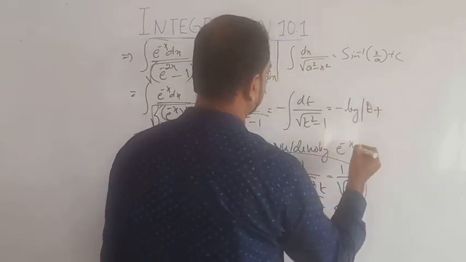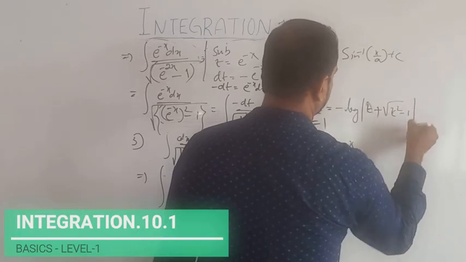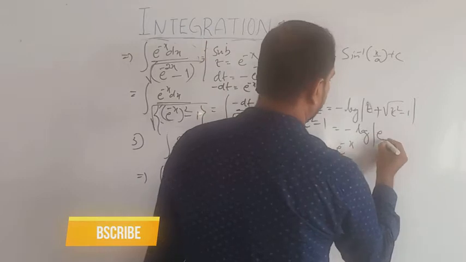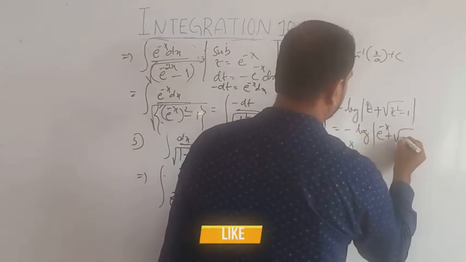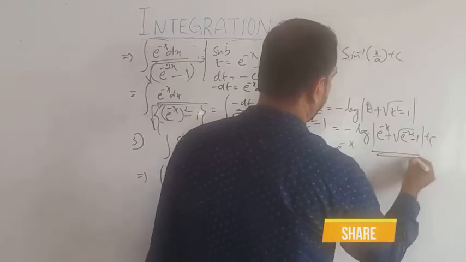plus root of t squared minus 1. This is equal to minus log of e to the power minus x plus the square root of e to the power minus 2x minus 1. Hope you understood this.